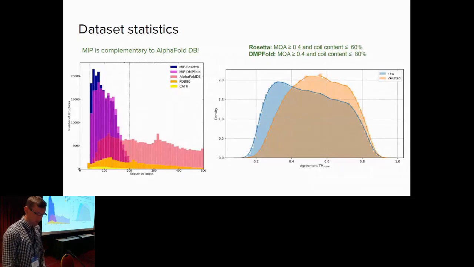And to the right, we have a density plot that shows, on the x-axis, the agreement between those DMP-Fold predictions for two different data sets, namely for raw predictions and for curated, namely those structures for which we imposed model quality assessment criteria. It's expected that the agreement is better in the second case. For further analysis, we use the curated dataset.